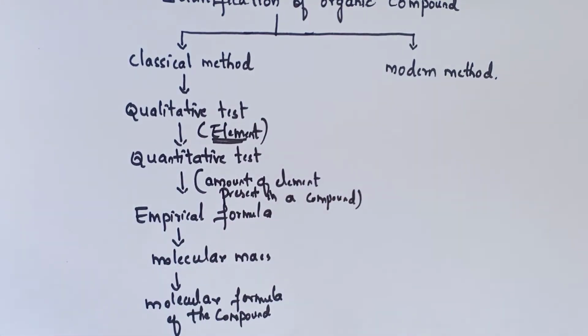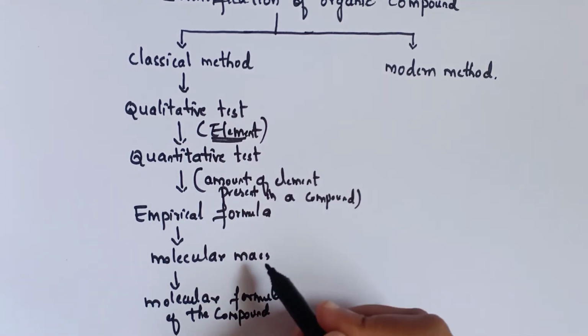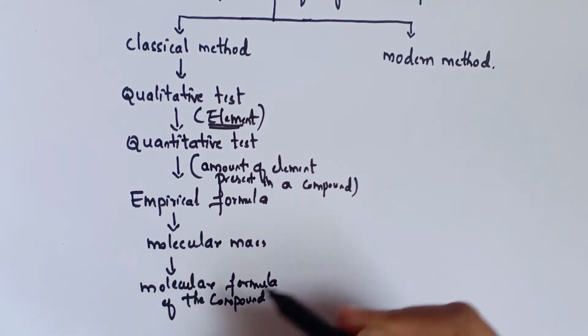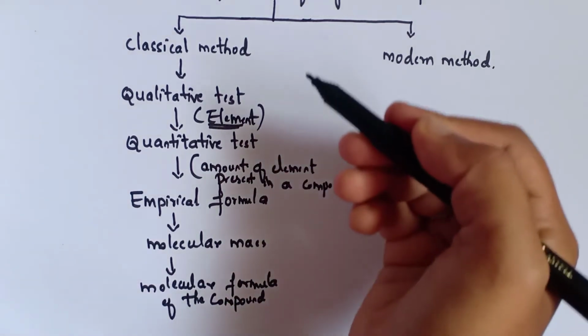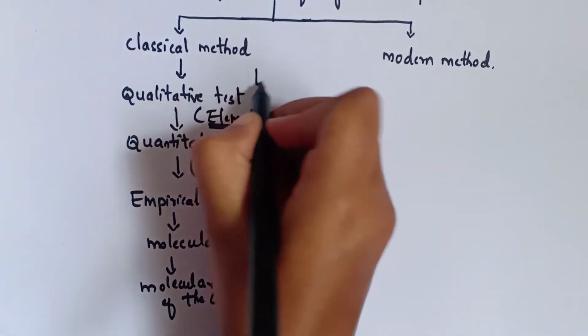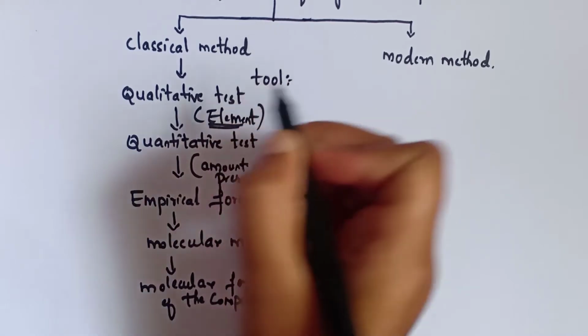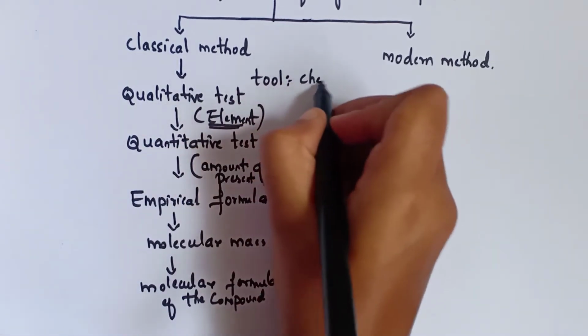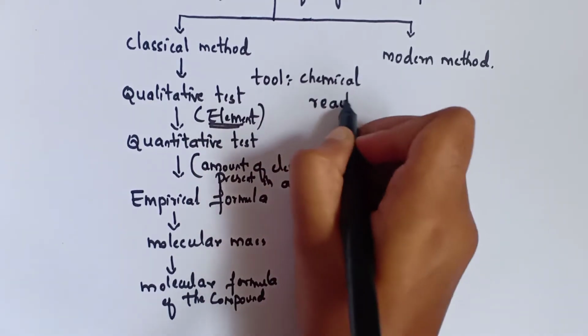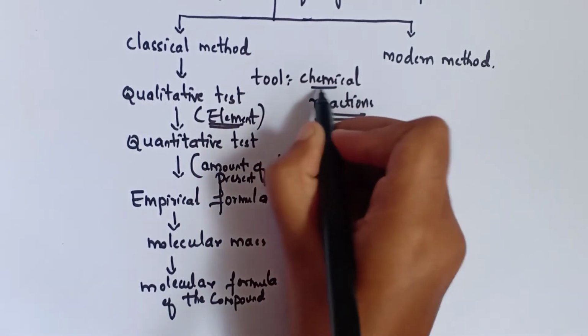Then comes the empirical formula. Here empirical formula is nothing but the simplest mole ratio of atoms in a compound. Then we are going to see the molecular mass and we are going to calculate the molecular formula of the compound. These are the several steps involved in the classical method. Here the tool or the basis of this classical method is chemical reactions. By using chemical reactions, we are doing this classical method. Tool is chemical reactions.